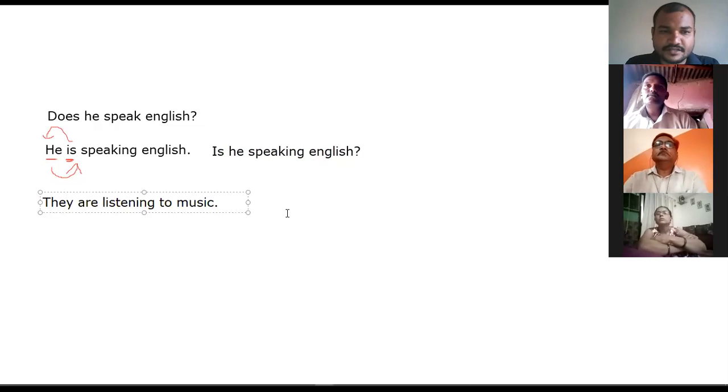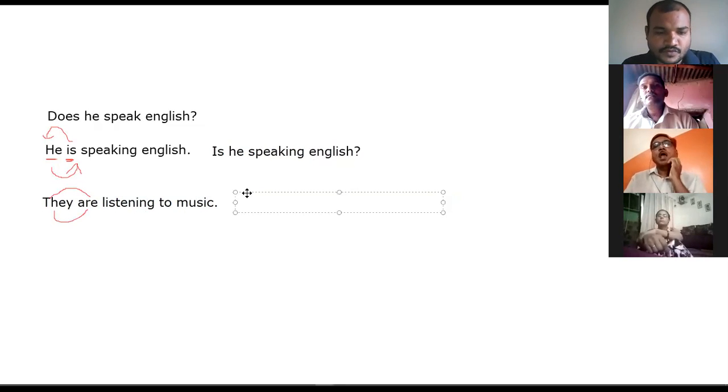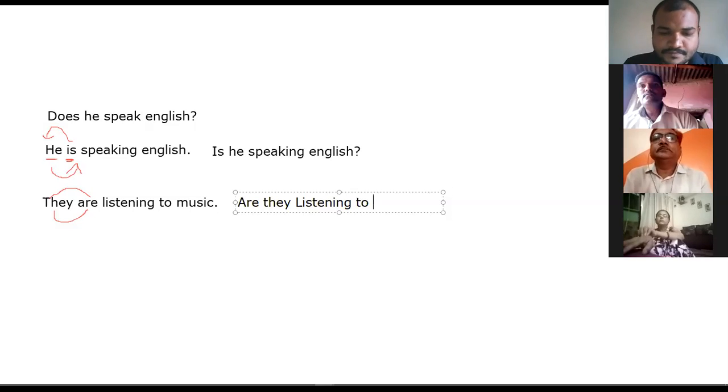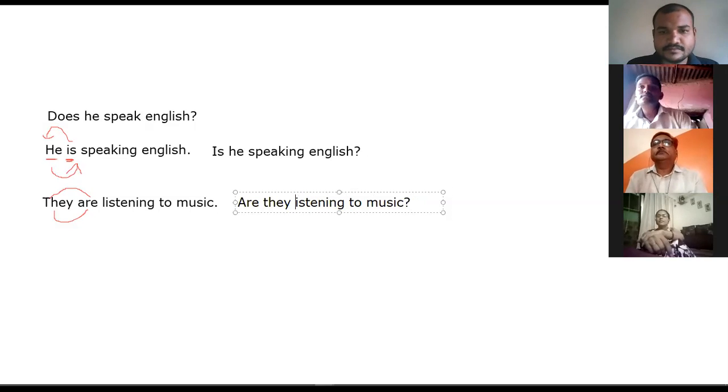They are listening to music. Right? Same pattern. Are they listening to music? Were they listening to music? Question mark. Questioning. Were they listening to music? Right? Next.